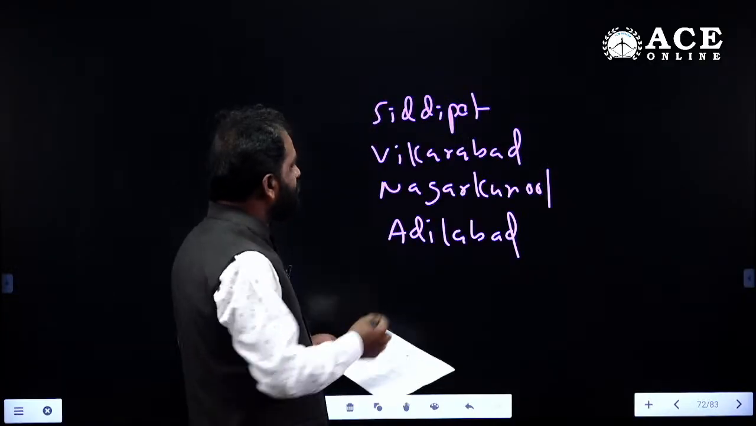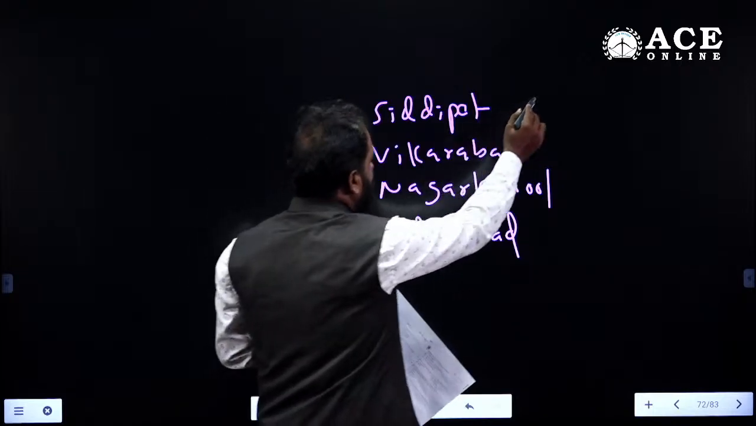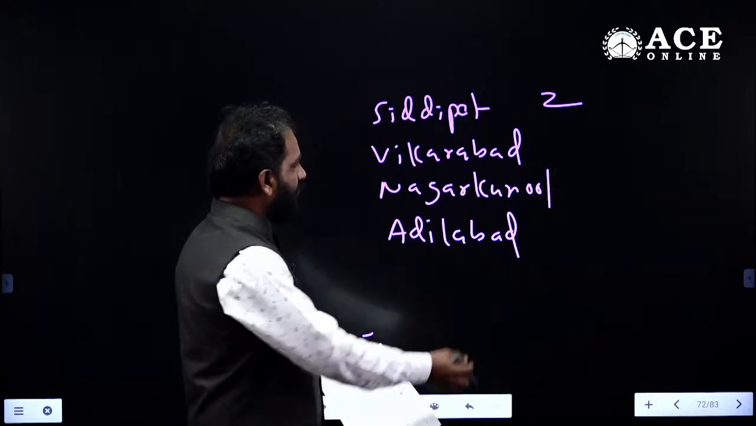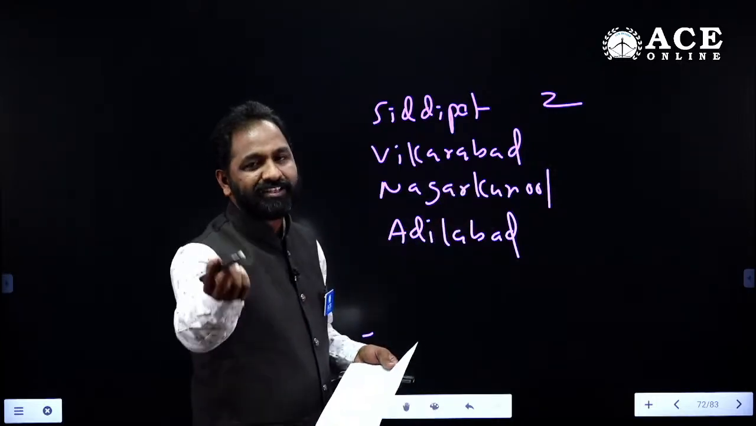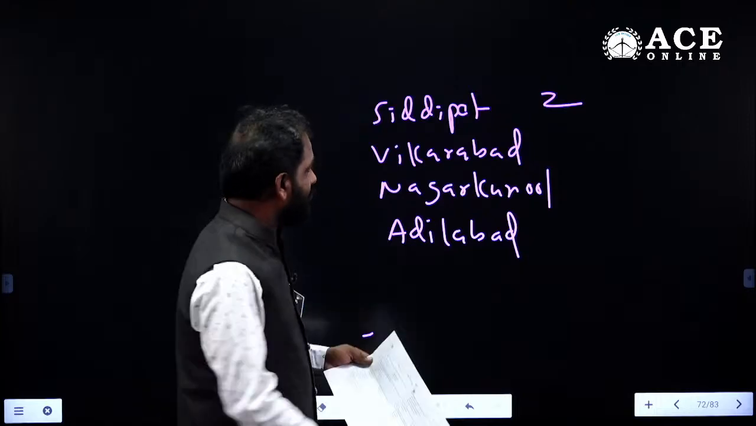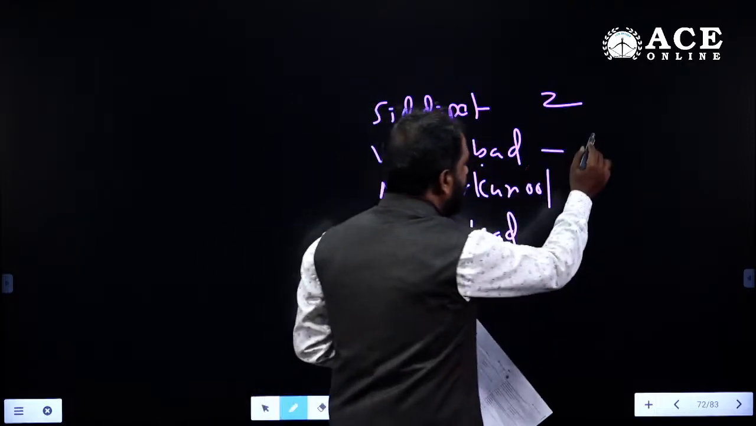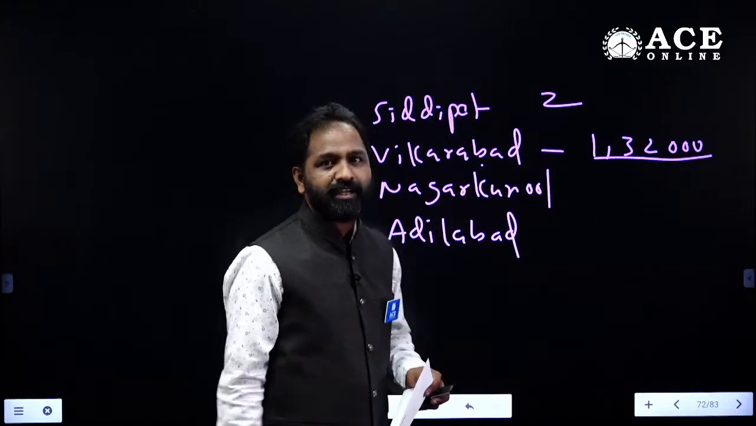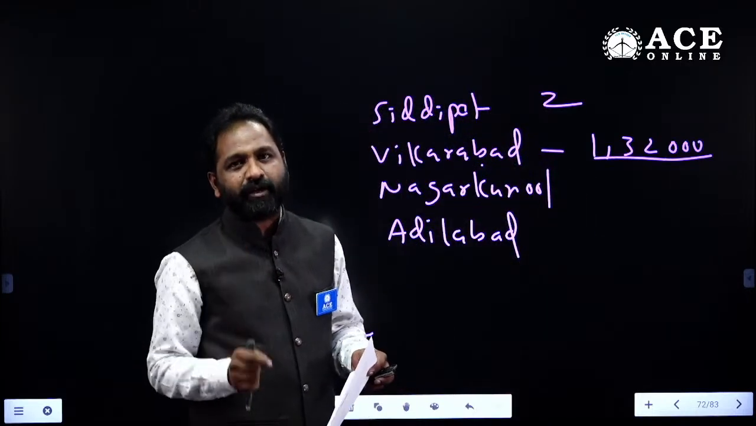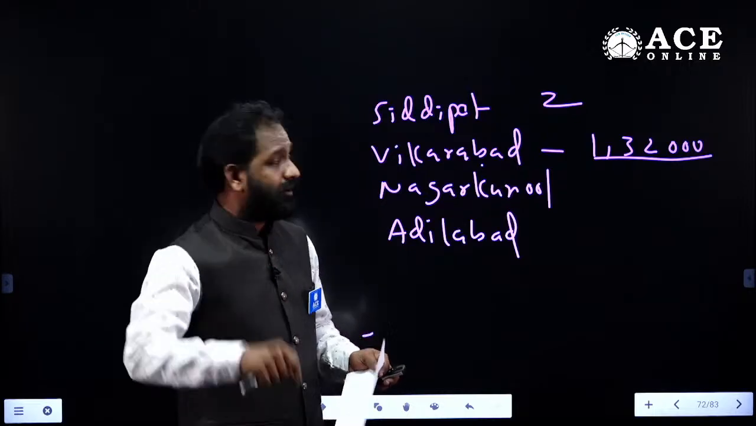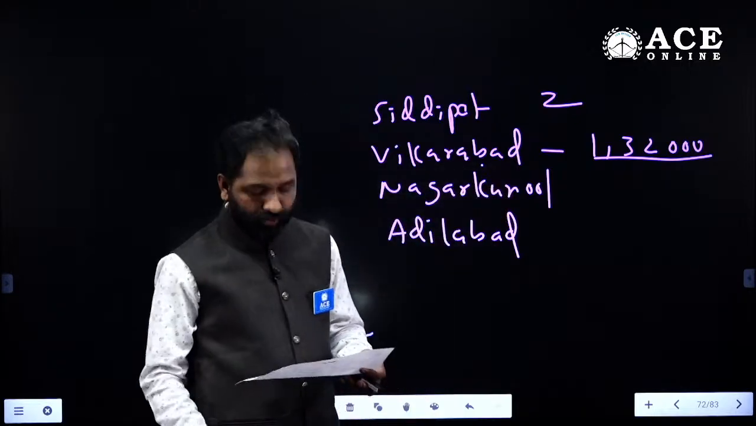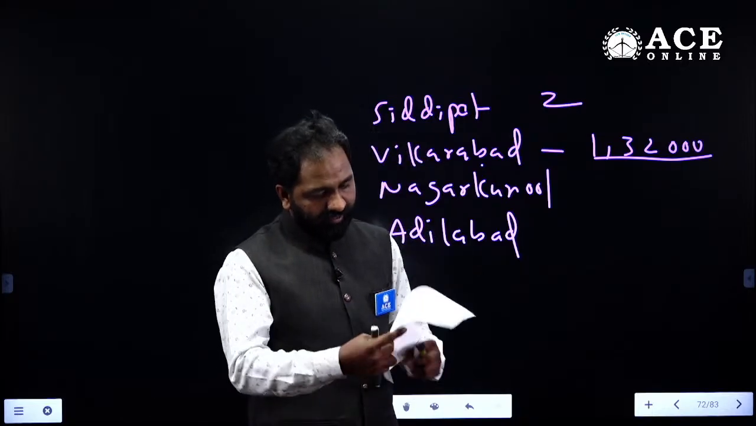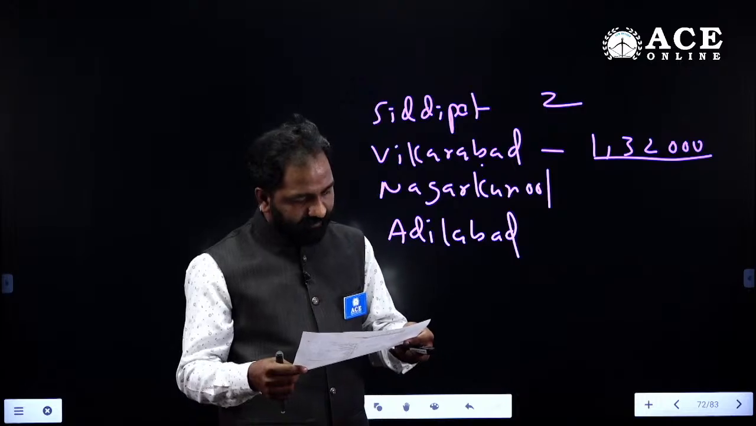Unless you know the exact figures of these four districts, you can't give the answer. If you ask me about Siddipet, it is more than 2 lakh rupees per capita income. If you talk about Nagarkurnool, it is 1,60,000 per capita income, and Vikarabad is 1,32,000. So according to the socio-economic survey, the district having the lowest per capita income at current prices in 2021 is Vikarabad, 1,32,000. Right, the answer is Vikarabad.